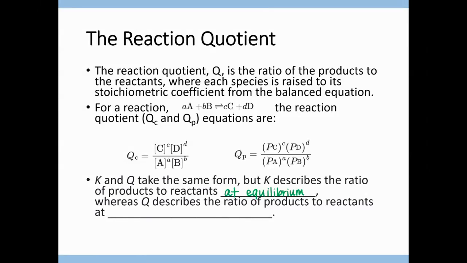Q is different as it describes the ratio of products to reactants at any time. So the reaction might not be at equilibrium. We can't use K, so we use Q. So Q describes the ratio of products to reactants at any time during the reaction.